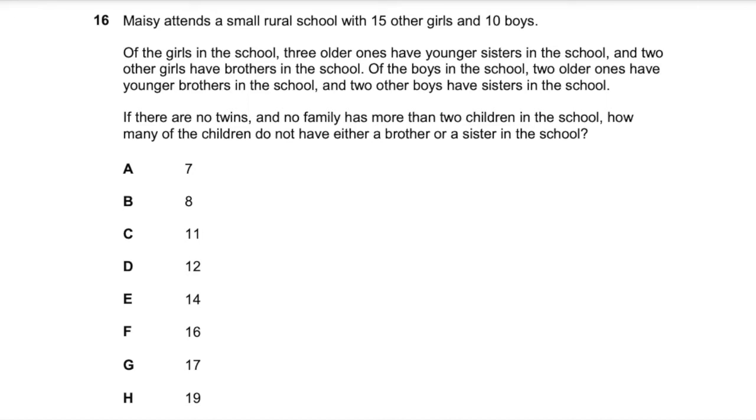The correct answer is D, because of the following. Including Maisie, there are 16 girls and 10 boys in the school. As each family has no more than 2 children in the school, any pupil can only be a sibling to one other pupil in the school.